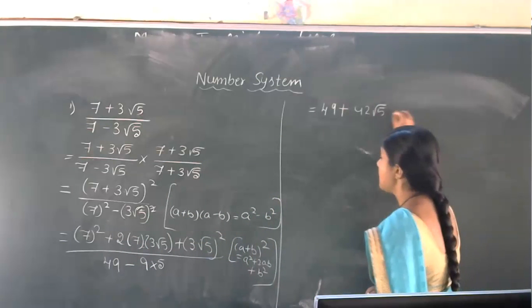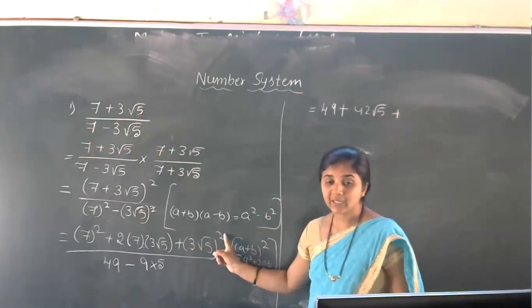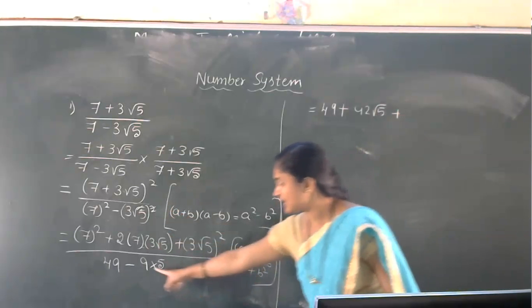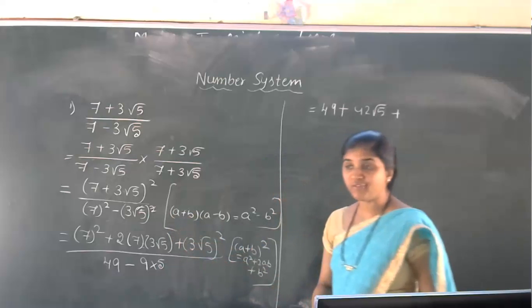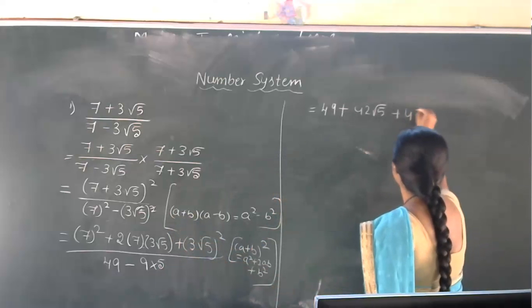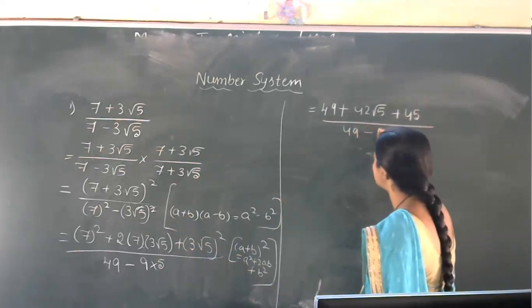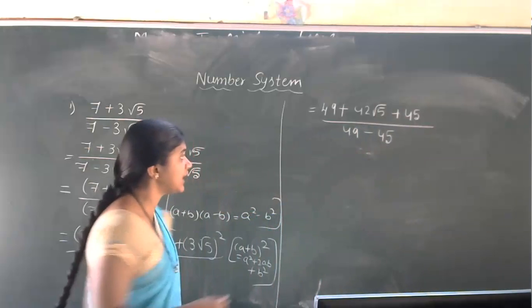42 root 5 plus. Now tell me 3 root 5 whole square. Just now we discussed, 3 root 5 whole square is 9 into 5 we got in the numerator. So 9 fives are 45, divided by 49 minus 45. Got the idea of this one?